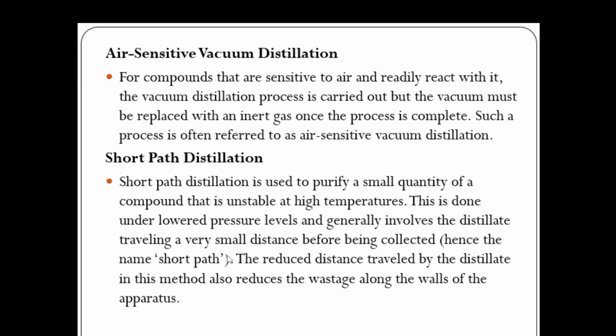Short path distillation. What is the meaning of this? It is used to purify a small quantity of compound that is unstable at high temperature. So this short path distillation is used for components which are unstable at high temperature. Since these are unstable at high temperature, you should provide the vacuum. This is done under lower pressure, so for lowering the pressure, you should use the vacuum pump.